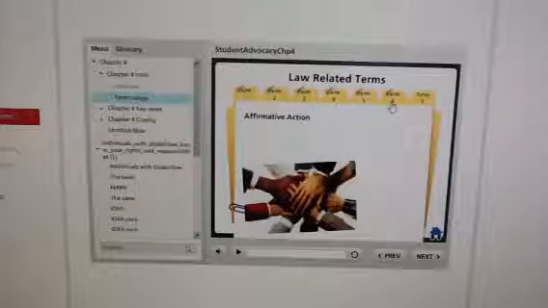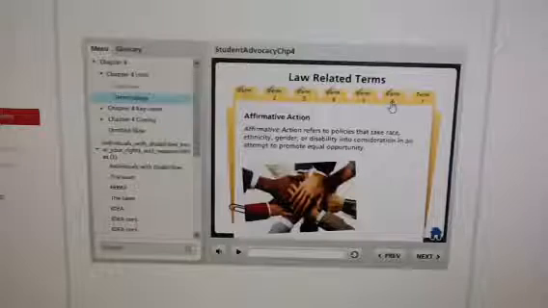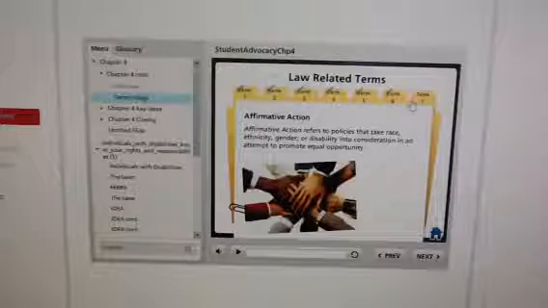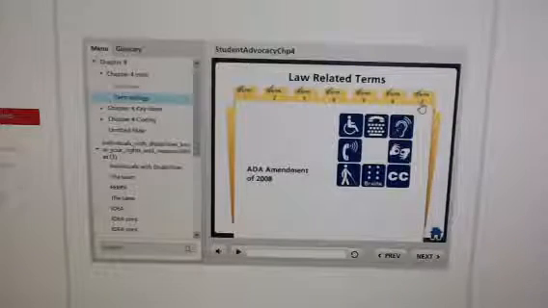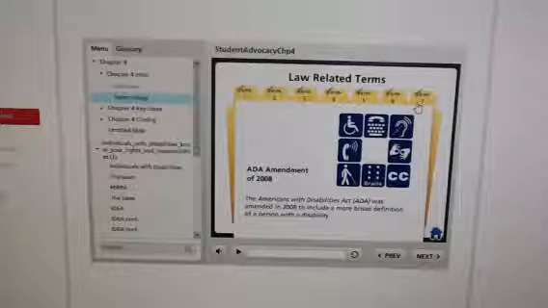Affirmative action. Affirmative action refers to policies that take race, ethnicity, gender, or disability into consideration in an attempt to promote equal opportunity. ADA Amendment of 2008. The Americans with Disabilities Act, ADA, was amended in 2008 to include a more broad definition of a person with a disability.